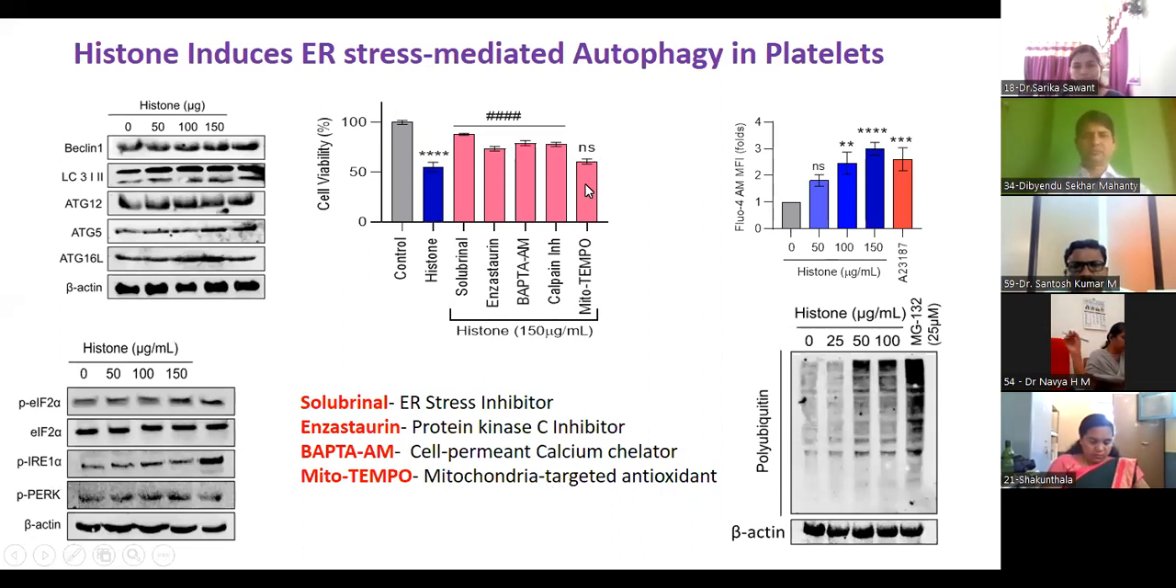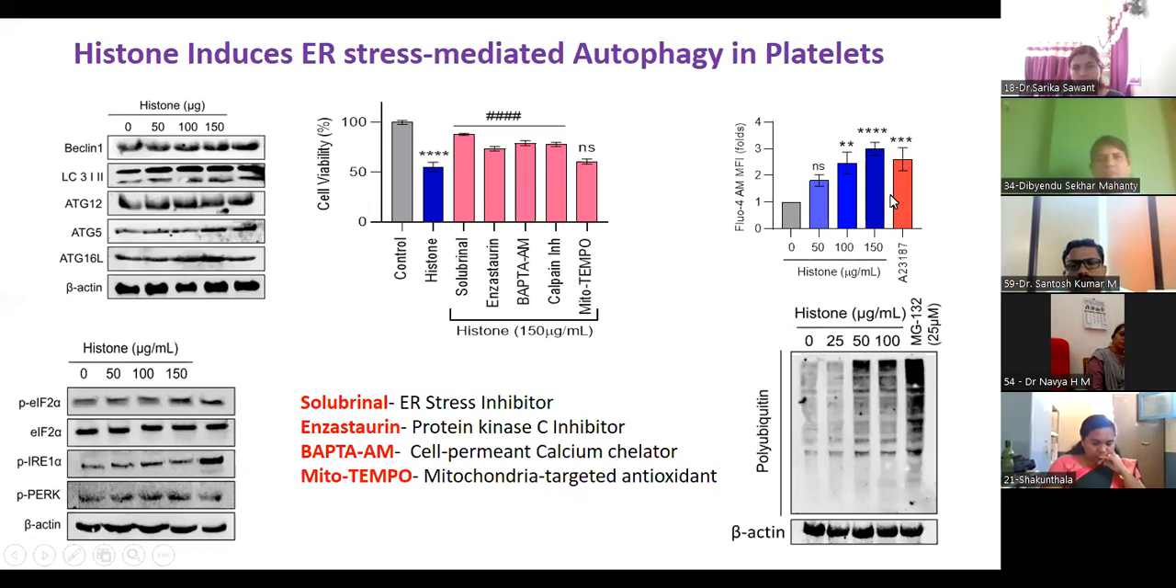We didn't observe any sort of impact on cell viability by MitoTEMPO. It clearly suggests there is no mitochondrial stress in extracellular histone treated platelets. Whereas in case of salubrinal, we observed a significant increase in the cell viability, as well as in enzastaurin and BAPTA-AM, as well as the calpain inhibitor. Calpain is a protease enzyme which is calcium dependent, and from the earlier data I have shown, we can say there is a significant increase in the intracellular calcium.